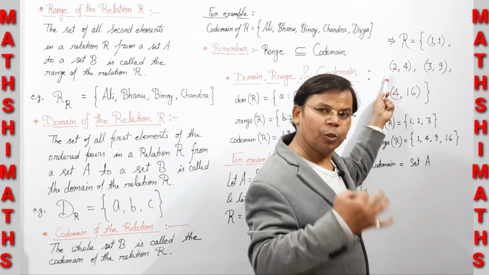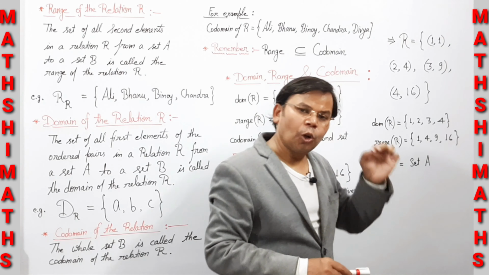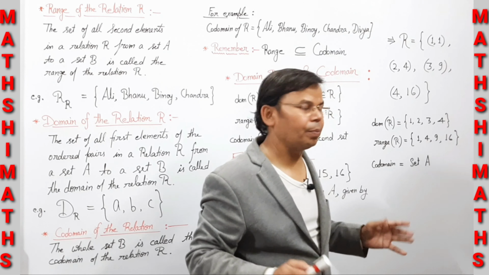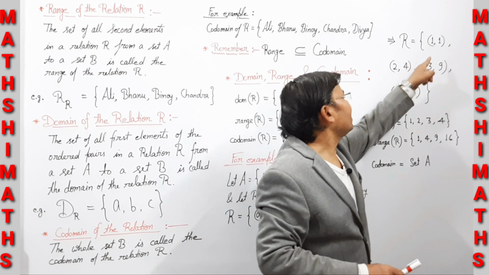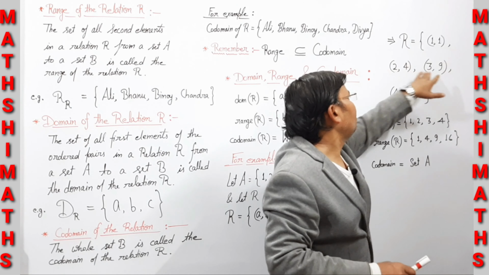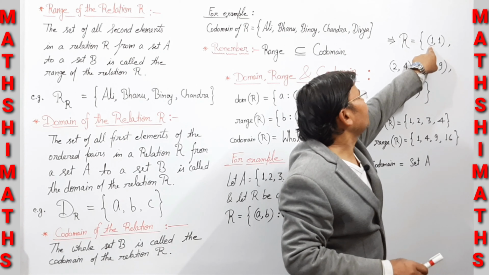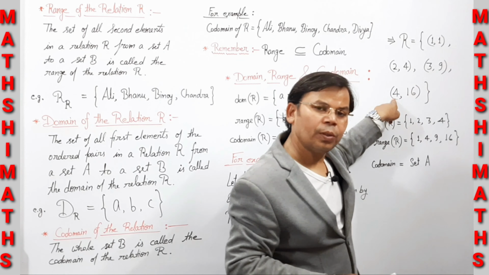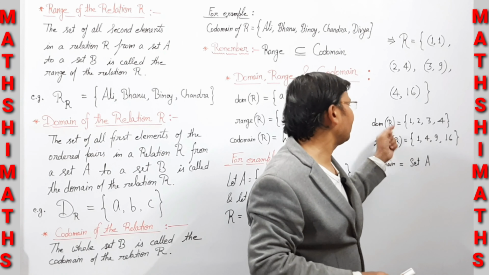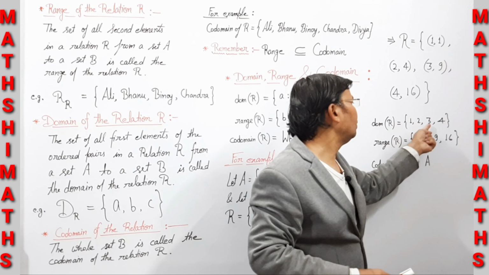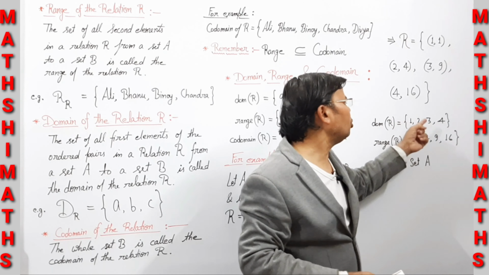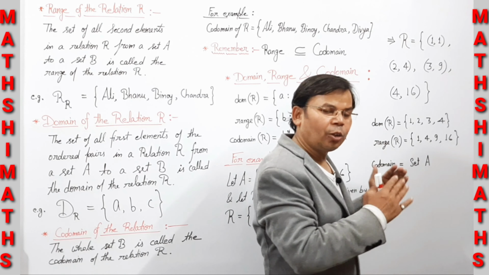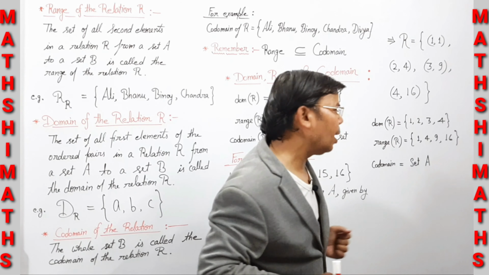Now domain of the relation R, you know that domain is the first element in the ordered pair in the relation. That's why in the relation, all the ordered pairs which we have, the first elements are 1, 2, 3 and 4. Hence the domain of the relation is 1, 2, 3, 4. These are the elements in the set of domain for the relation R.